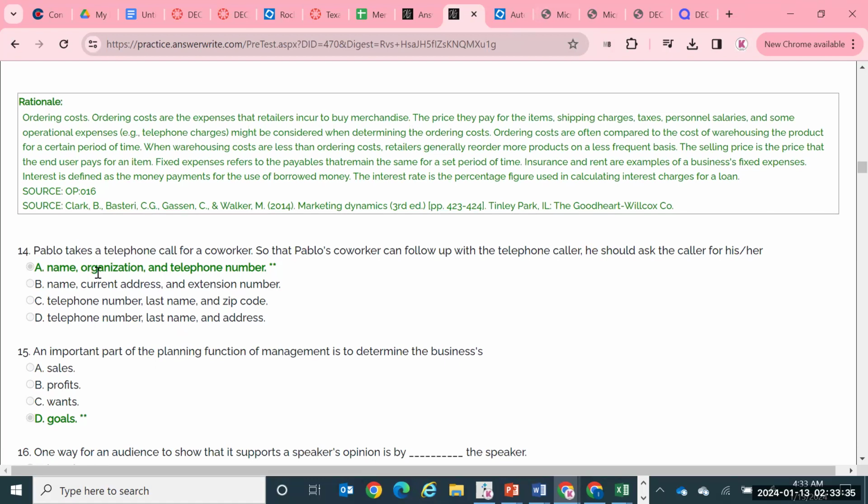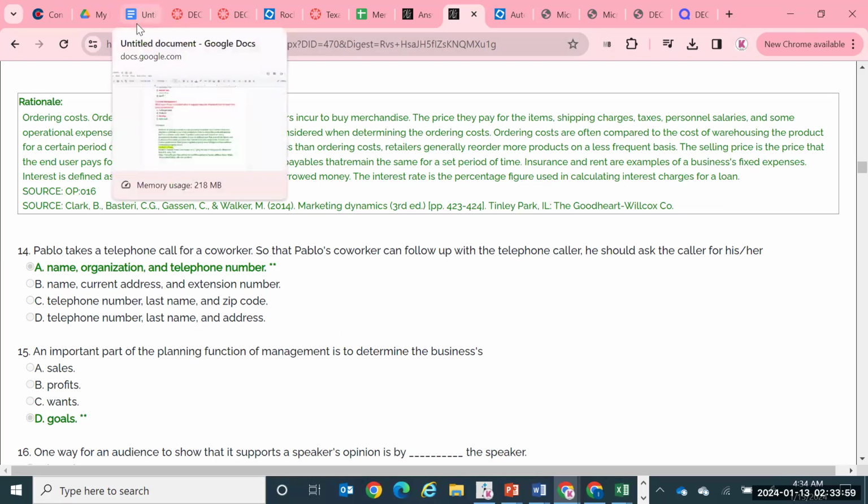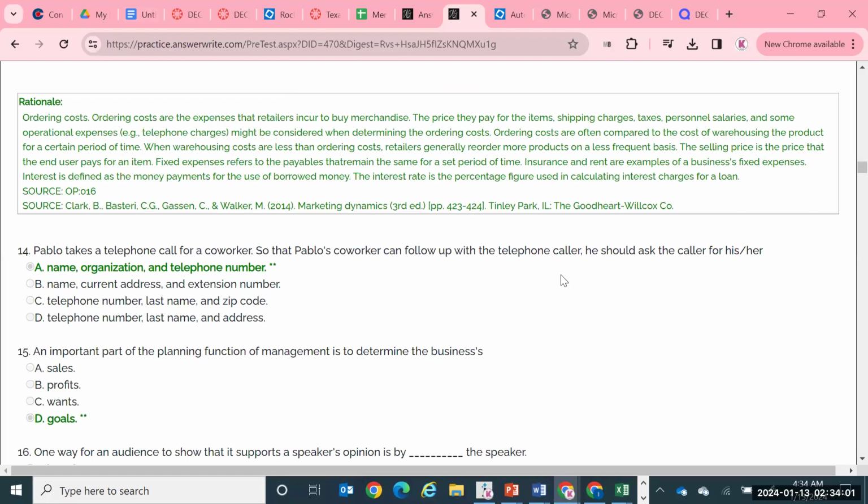So for example, on this one, Pablo takes a telephone call for a worker so that Pablo's coworker can follow up with a telephone call. He should ask for his, well, obviously we should know the person's name, right? So this has name and name. These don't. So take those away. Now, which ones do we need? Well, if the person is wanting to make a phone call, why would we need their address? You would take that one away, right? So it's just process of elimination or taking things out, even if you don't know. So that's just ways that you can study for this exam.